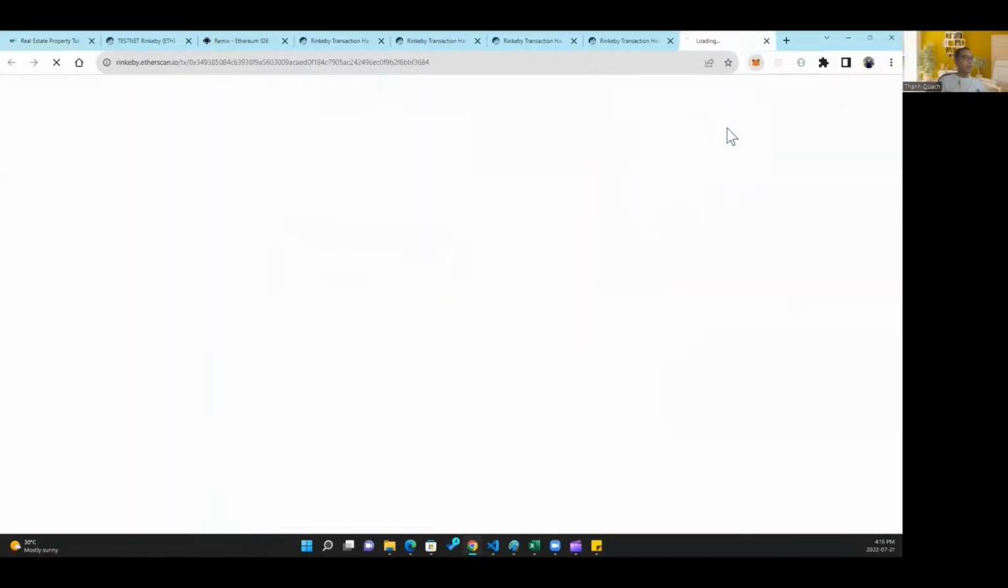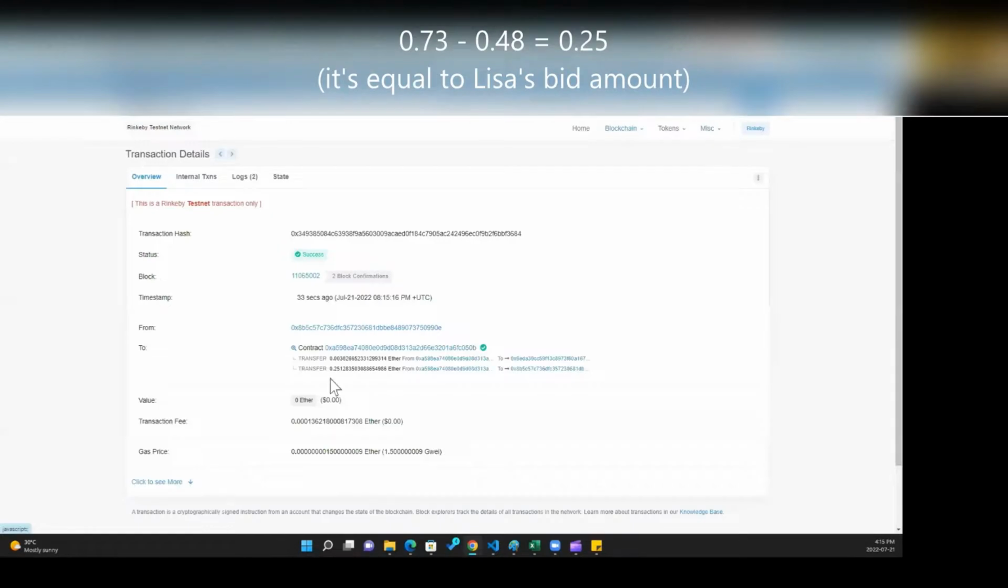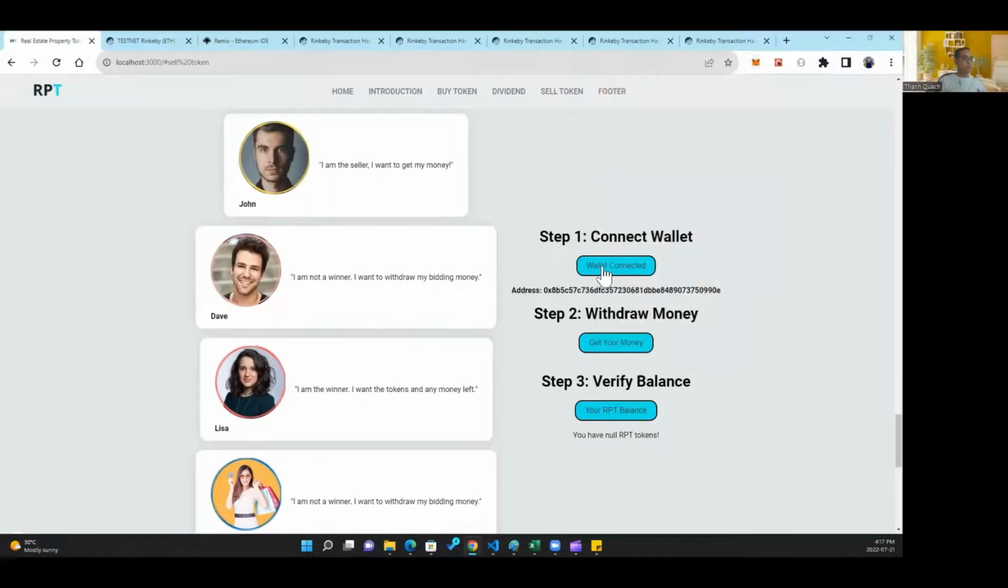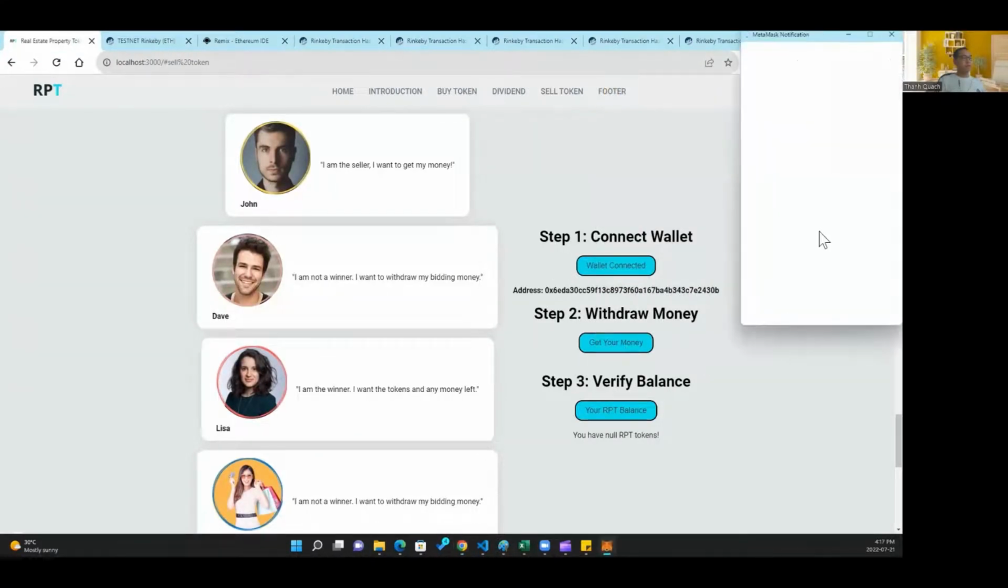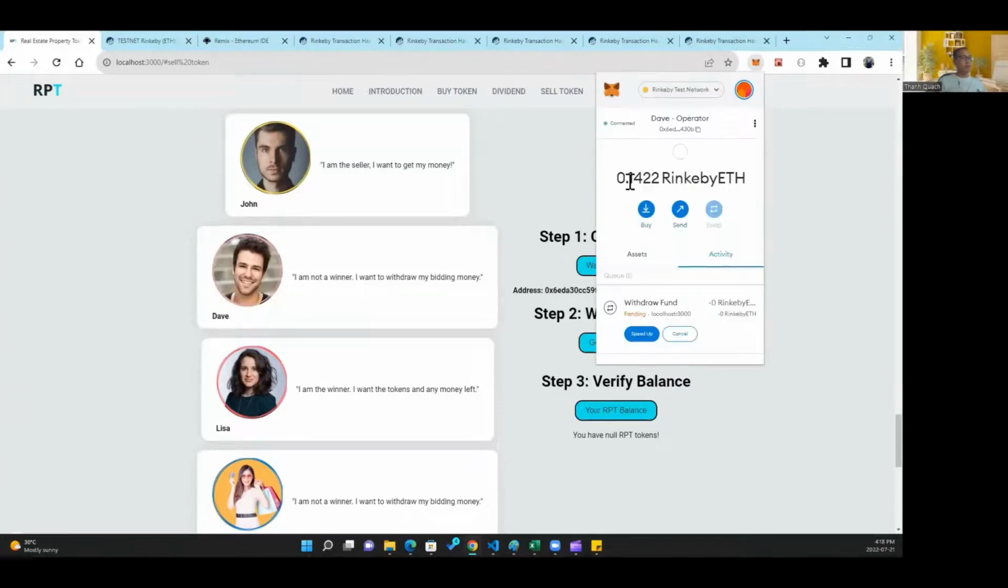Let's go to Etherscan. There we go. So he got 0.25. Connect, get your money back. And now Dave has to authorize the transaction to get his money back. Dave is at 0.14, still pending. After that, 0.39, he gets his money back. That is the money he bid, but he is not a winner.